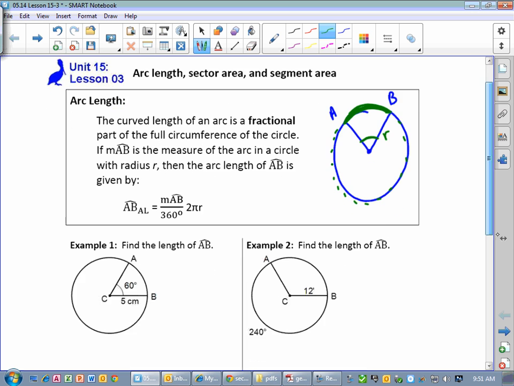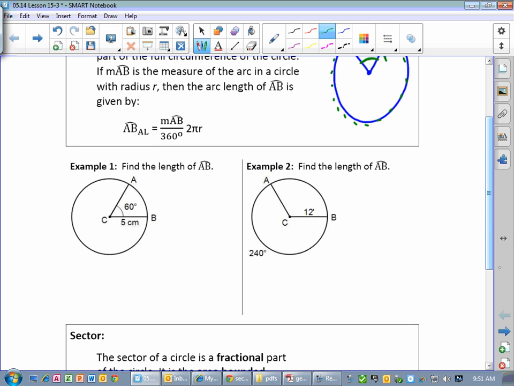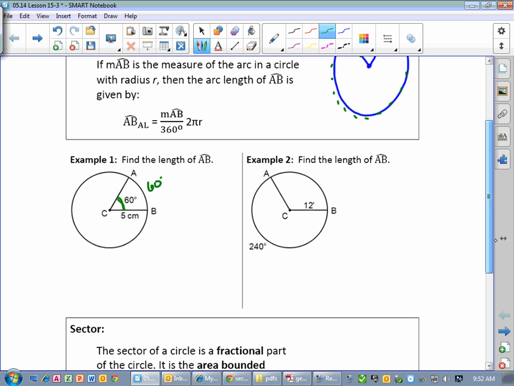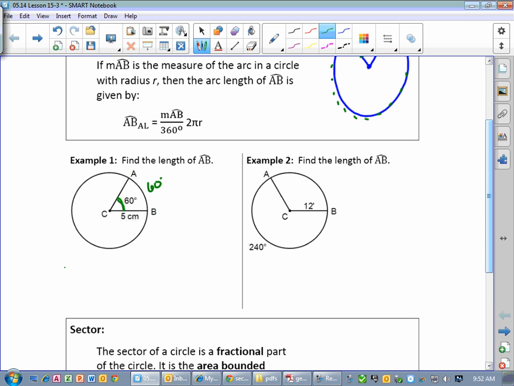Okay? So let's do a couple of examples. So notice arc AB is what we want to find. This central angle is the same as the arc measure. And so according to this formula, the arc length of AB, so AL is arc length of arc AB, is equal to the measure of arc AB, which, notice, is just 60 degrees. So we have 60 over 360.